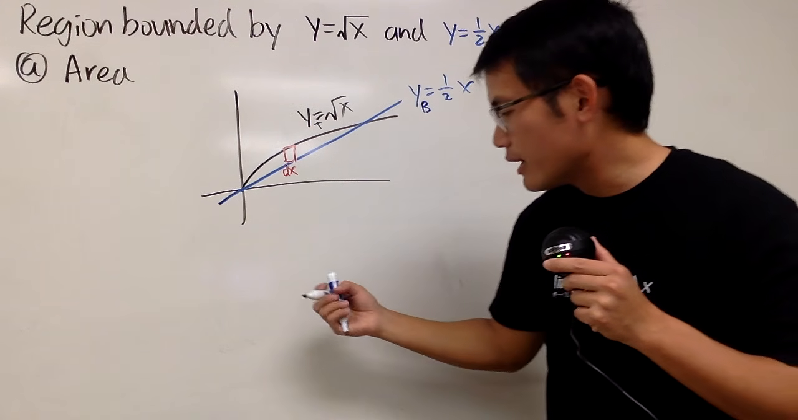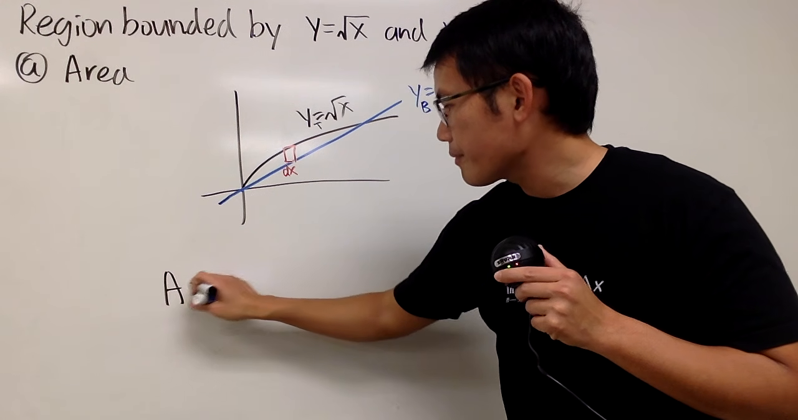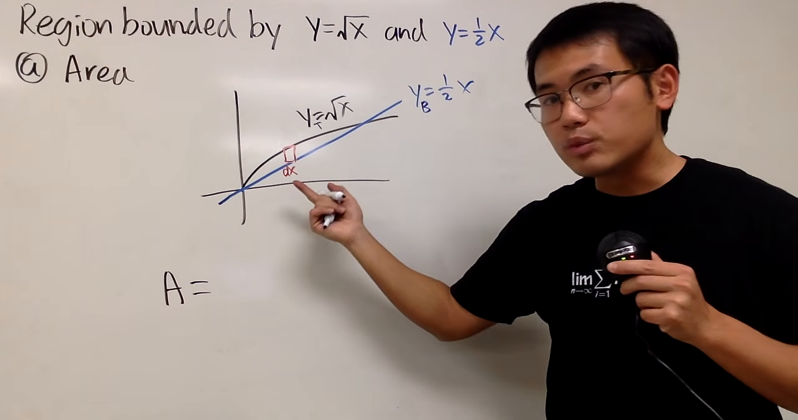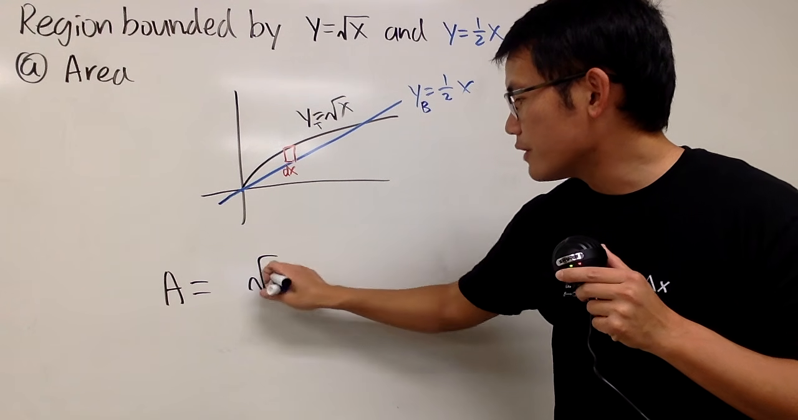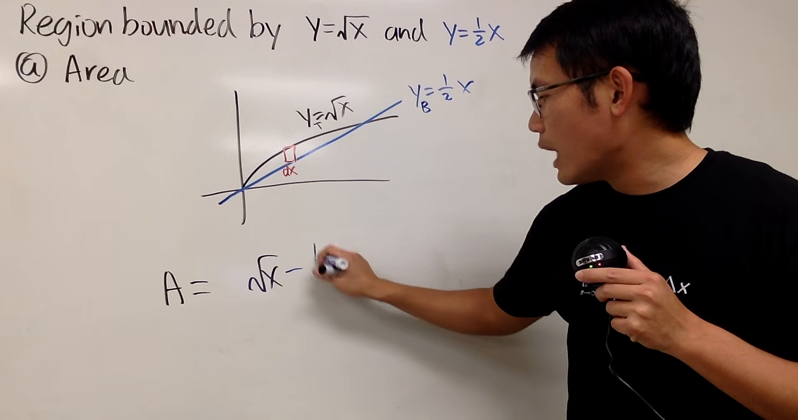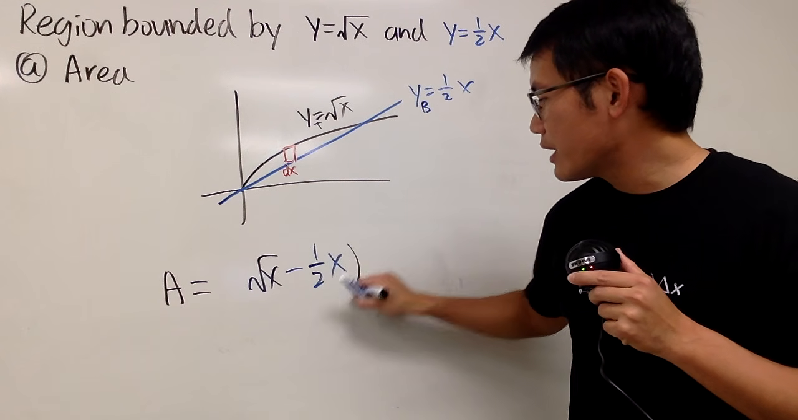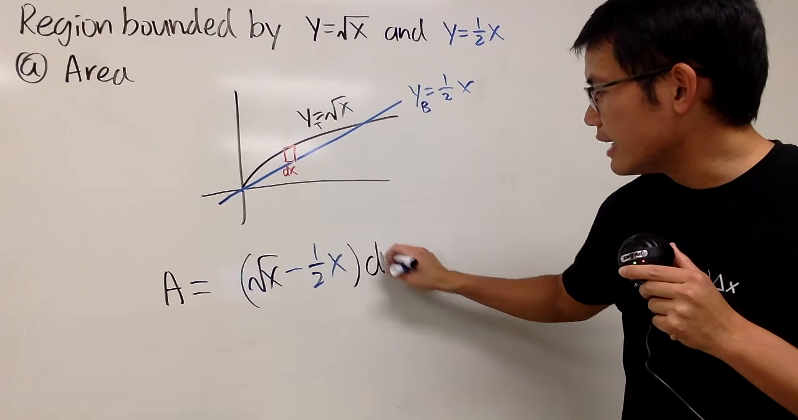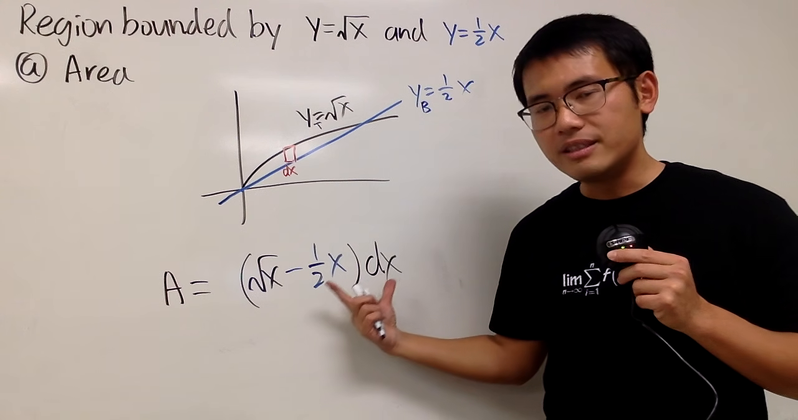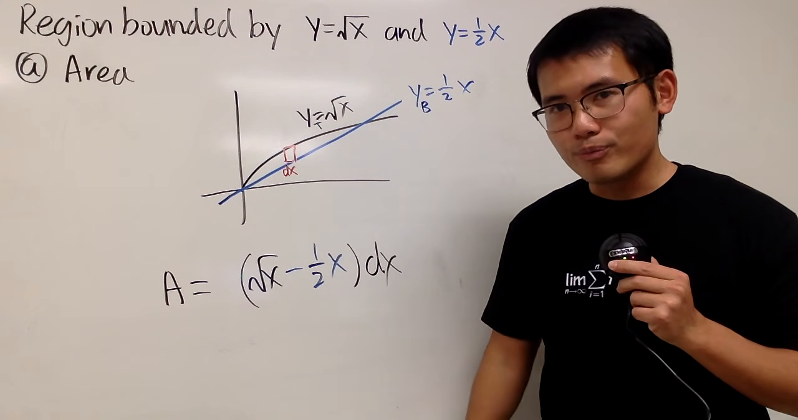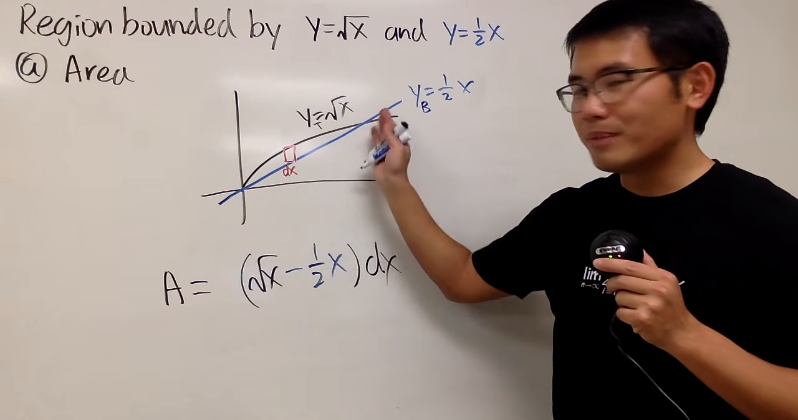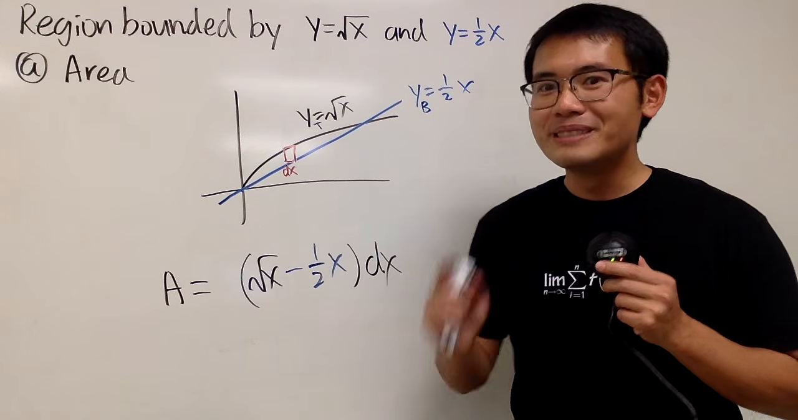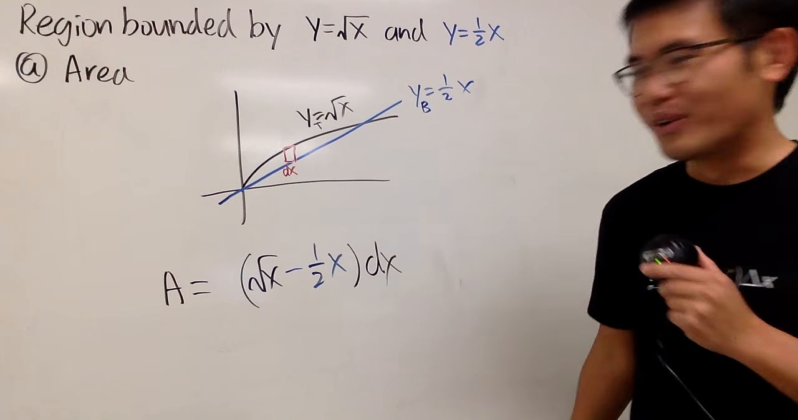So let's go ahead and write down the area. For the height, it's again this minus that because we are in the x world. So you write down square root of x minus 1/2 x. This is the height of the rectangle, and then we multiply by dx. Now this is the area of this rectangle, and we have an infinite amount of them from here to here. We have to add up everybody. How do we do that? Yes, integral, and that's what the shirt is for.